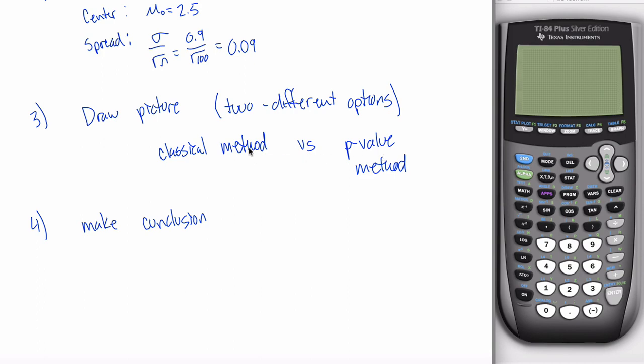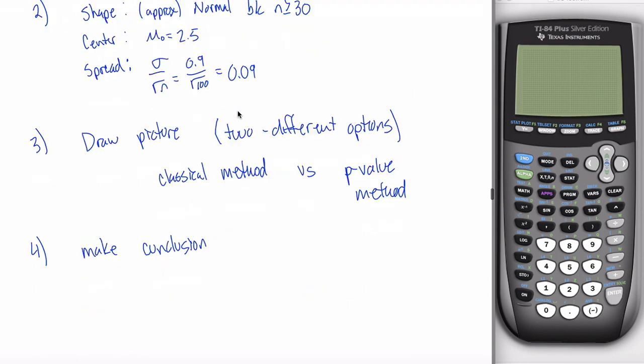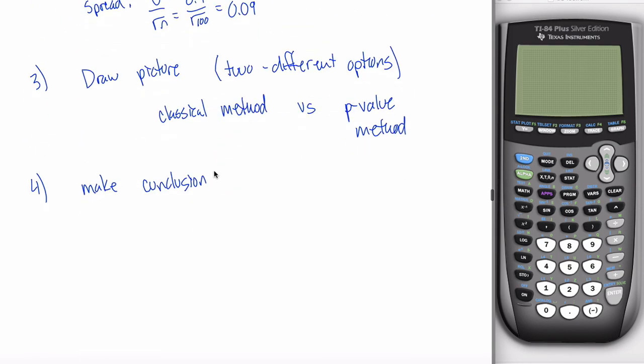So it might be kind of weird that I'm talking about the conclusion now, even though we're not drawing the picture, but I'm not going to talk about it too formally. I just want to talk about informally what's going on here. When you're making your conclusion, there's two different possibilities. So whether you're using the classical method or the p-value method, it doesn't matter. There's only two different things that can come out of your hypothesis test.